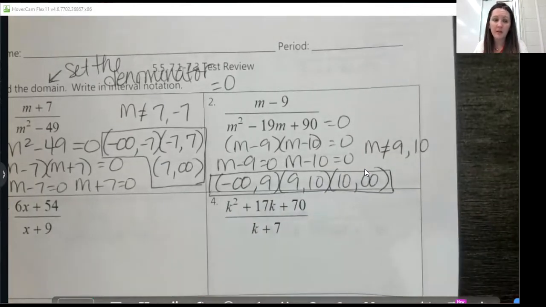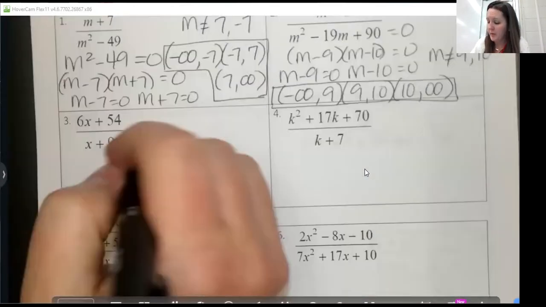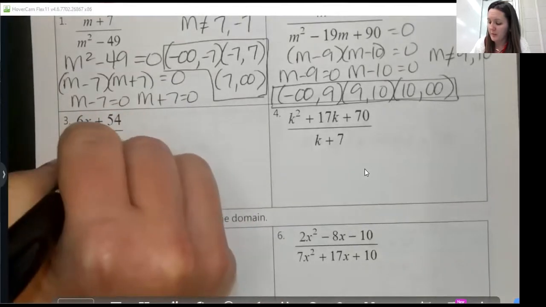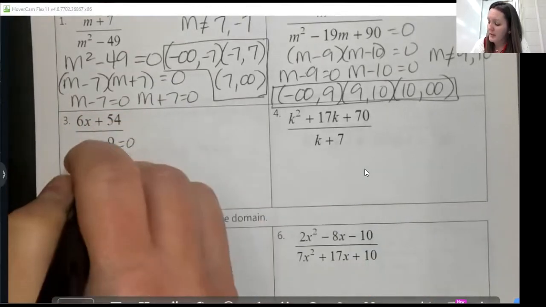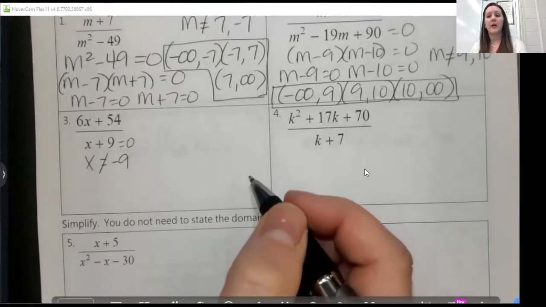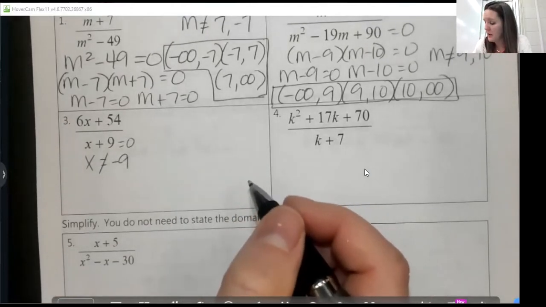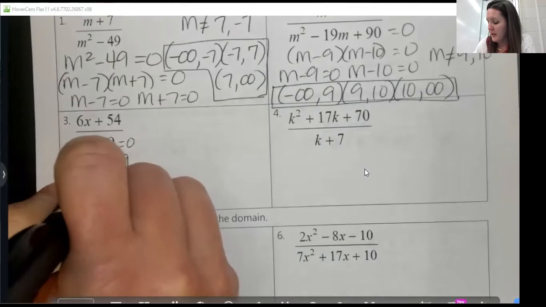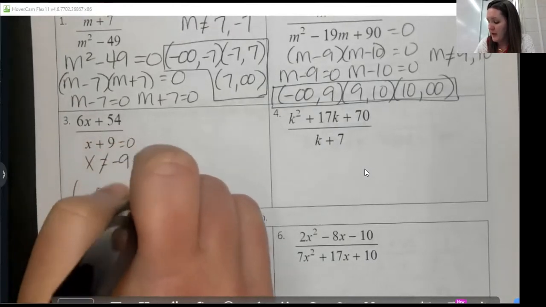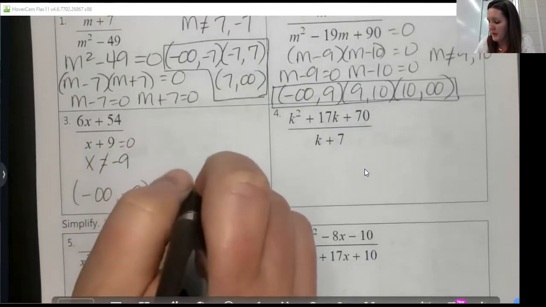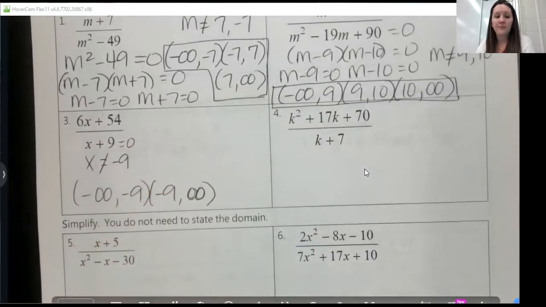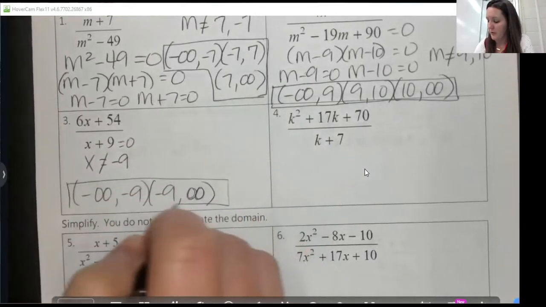Number 3, same thing. Set your denominator equal to 0 and solve. So x equals negative 9. So x cannot be negative 9. That makes it undefined. So our domain is negative infinity to negative 9, and then negative 9 to positive infinity. And that's your answer for number 3.